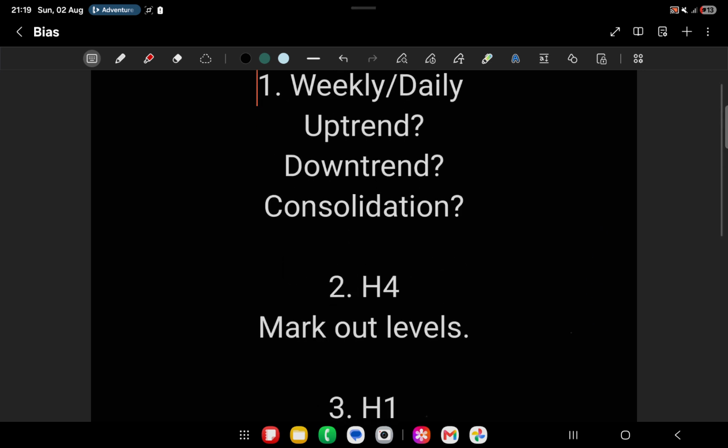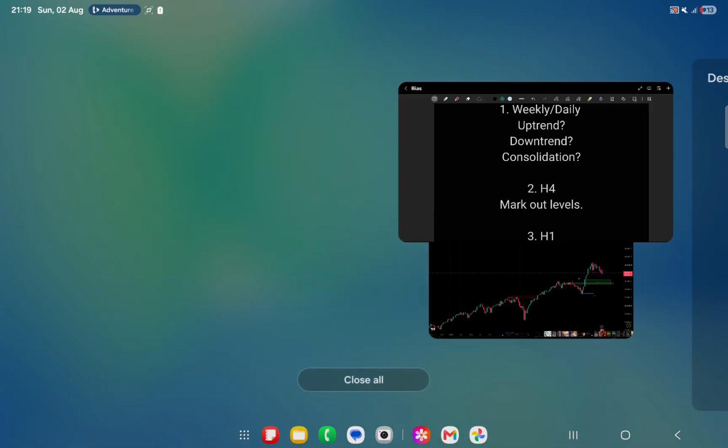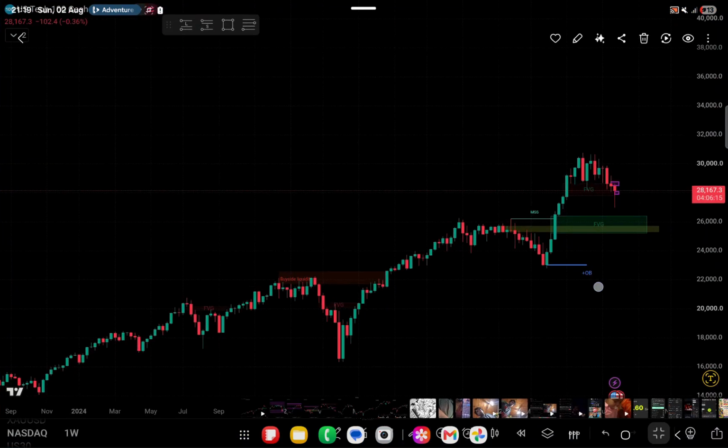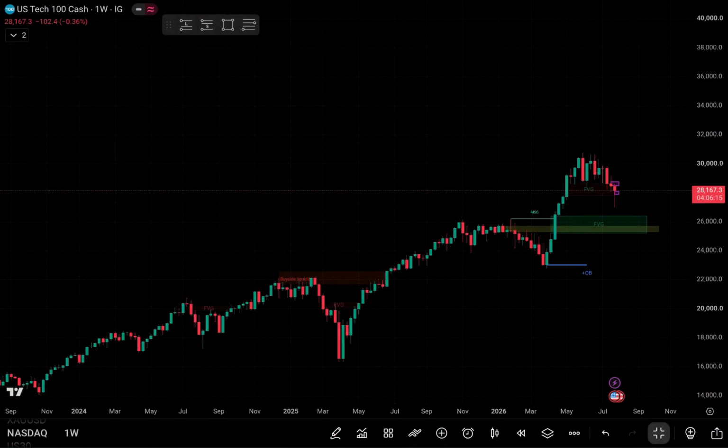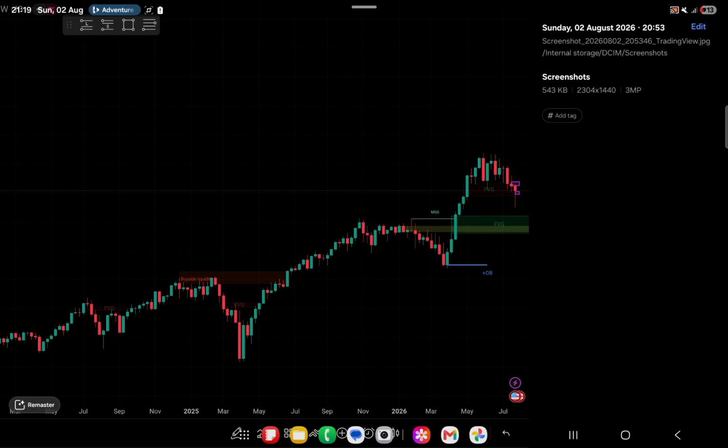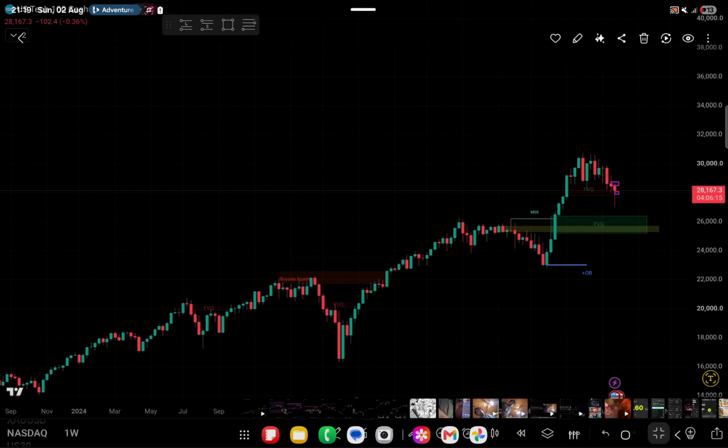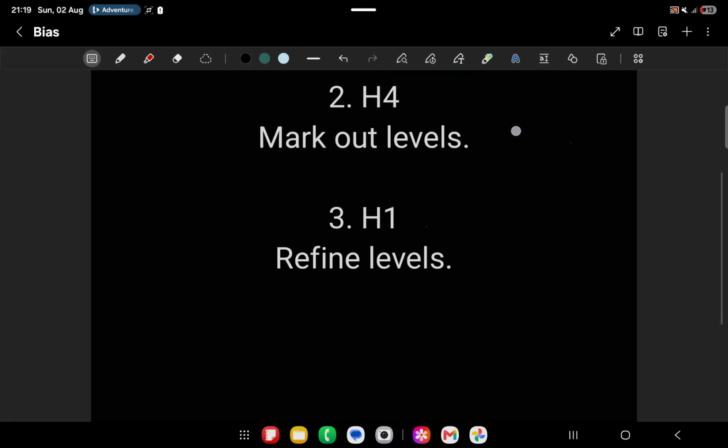Okay. On a weekly time frame, what did we see? Was it an uptrend, downtrend, or was it in consolidation? The weekly was in an uptrend, long term, but a short term downtrend. Just trying to simplify this.